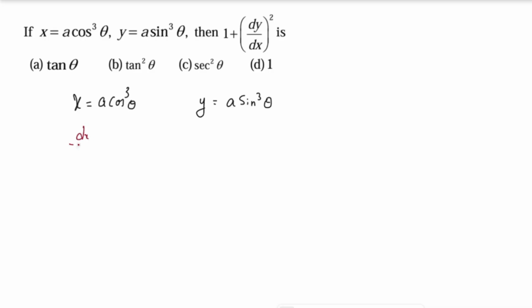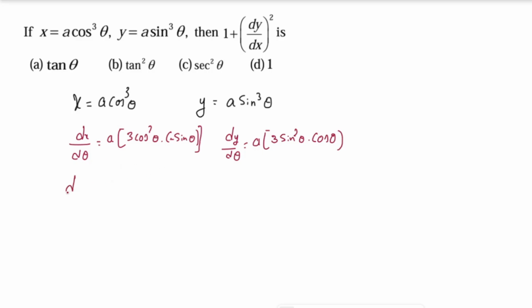So dx by d theta becomes, a is constant, cos cube theta differentiation is 3 cos square theta into cos theta differentiation is minus sin theta. Okay, next. So dy by d theta is equal to a is constant, sin cube theta differentiation is 3 sin square theta into sin theta differentiation is cos theta.